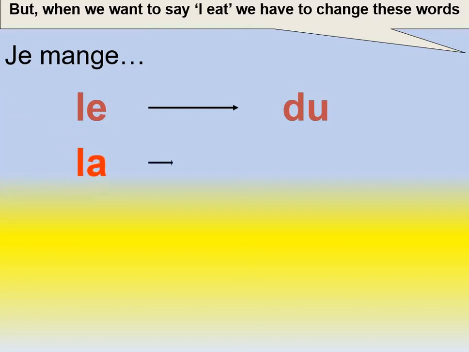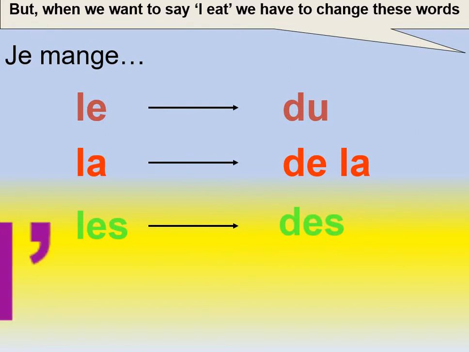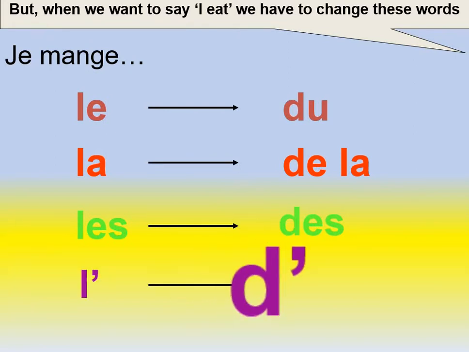If it's feminine, it'll change to de la. If it's plural, it'll be de. And if it's L apostrophe, it'll be D apostrophe. Now, the important thing is why.